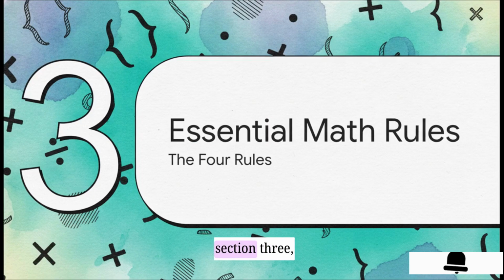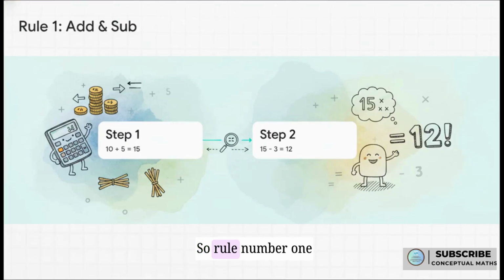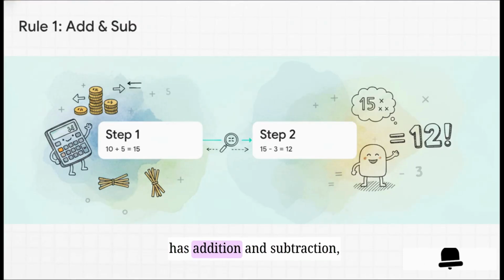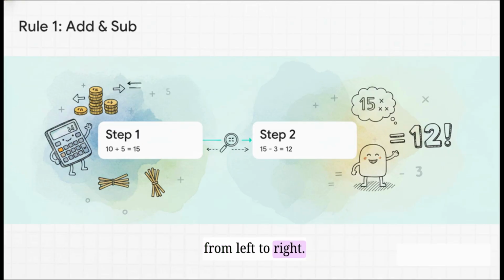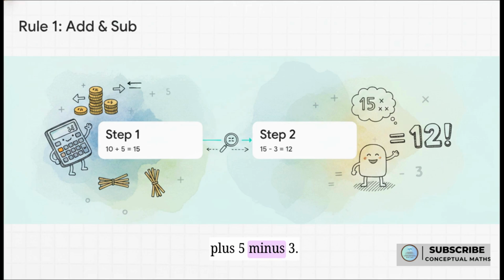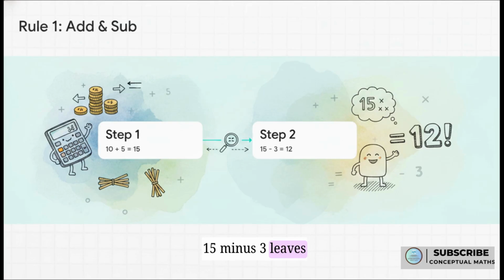All right, Section 3, 4 Essential Math Rules. So rule number 1 is absolutely crucial. If your equation only has addition and subtraction, you literally just read it like a book, from left to right. Take 10 plus 5 minus 3. First up, we go left to right and add 10 plus 5, giving us 15. Then we just subtract the 3. 15 minus 3 leaves us with our correct answer, which is 12.